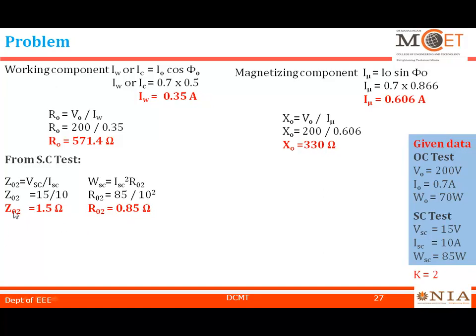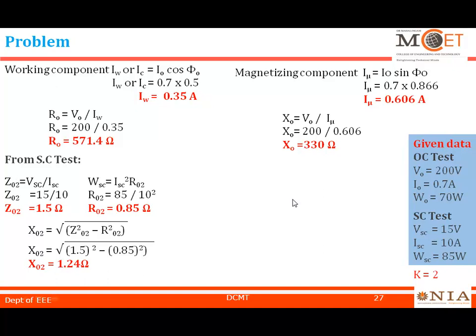So we know the value of impedance, we know the value of resistance. We need to find the value of X02. X02 is equal to root of Z02 whole square minus R02 whole square. Z02 value is 1.5 and R02 is 0.85. So the X02 value is 1.24 ohms. This is the value referred to the secondary side.